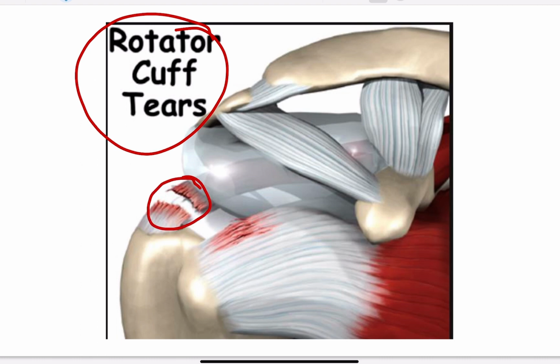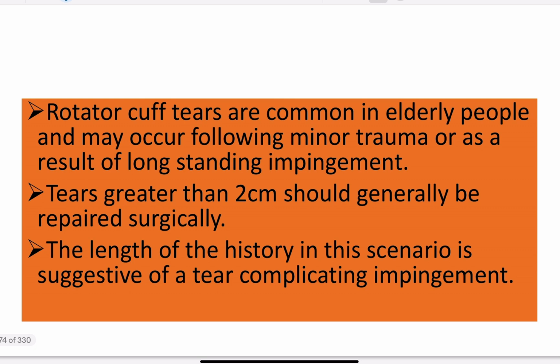And here you can see another muscle, the subscapularis, which is also partially torn in this condition. So what is a rotator cuff tear? Rotator cuff tear is common in elderly people following a minor trauma. Sometimes they cannot give a proper history of trauma because it is caused by only a minor trauma. And when the tear is more than 2 cm, surgical repair is required.